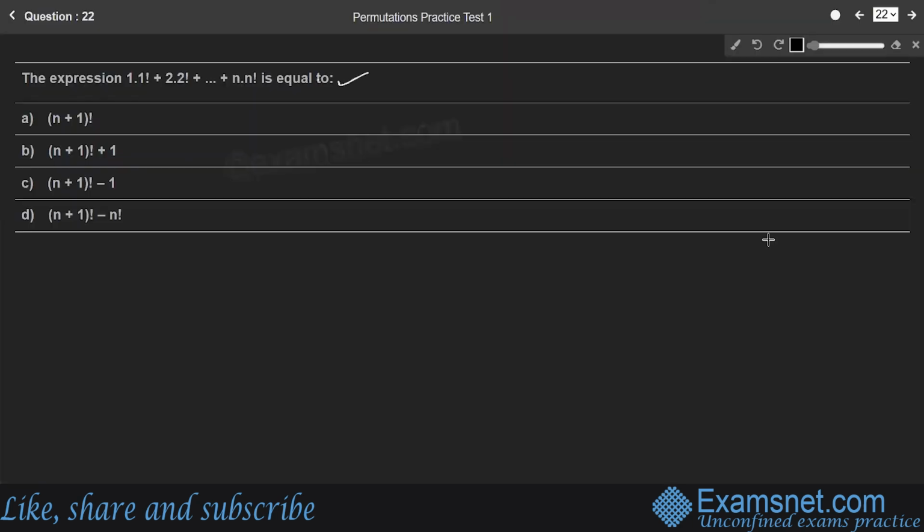Question number 22. The expression 1 into 1 factorial plus 2 into 2 factorial plus so on up to n into n factorial is equal to. Here, students, the first term 1 into 1 factorial. So instead of 1, can I write 2 minus 1? Right? So we'll write 2 minus 1 into 1 factorial. Plus, in the second term, instead of 2, I'll write 3 minus 1 into 2 factorial.